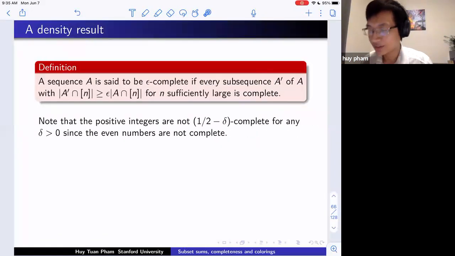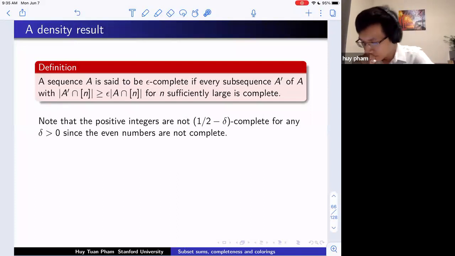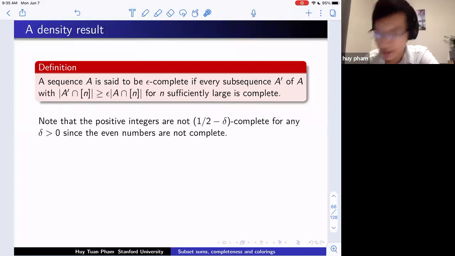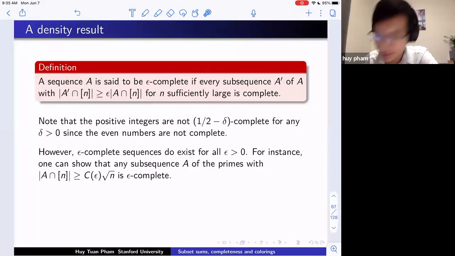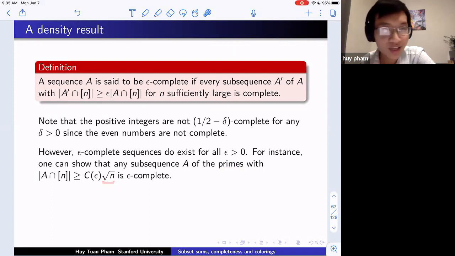So an example of that is if we take all the positive integers to be the sequence A, then it's not even 1/2 minus delta complete for any delta bigger than 0, because we can just take the sequence A prime to contain all of the even elements of the sequence A. However, we can indeed show that there exists an epsilon complete sequence. So we can use the result of Szemerédi and Vu to show that if we take a subsequence A of the prime numbers with at least a constant times square root n many terms up to n, then the sequence A is epsilon complete.